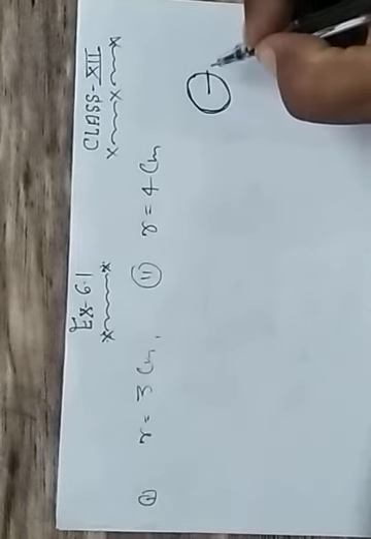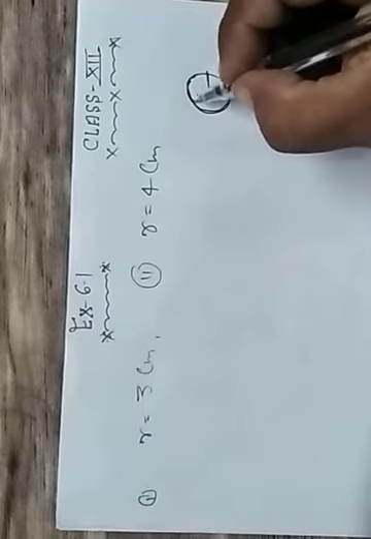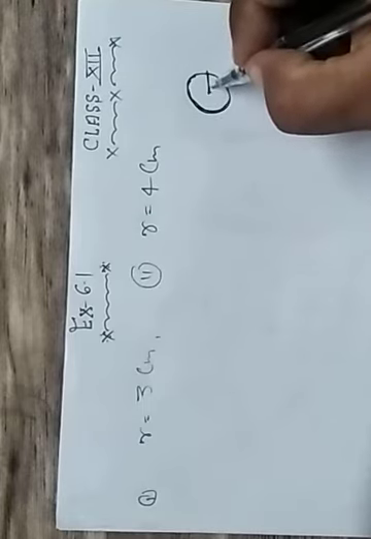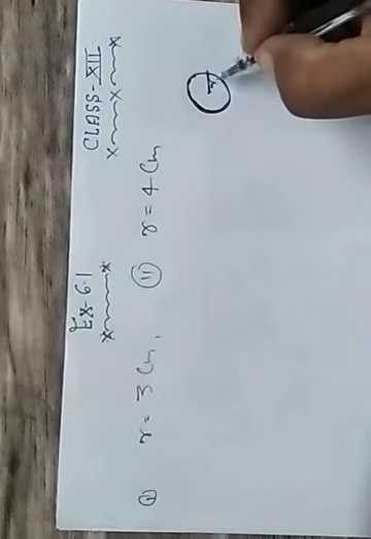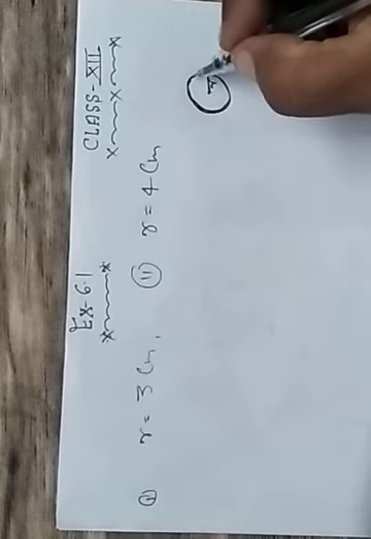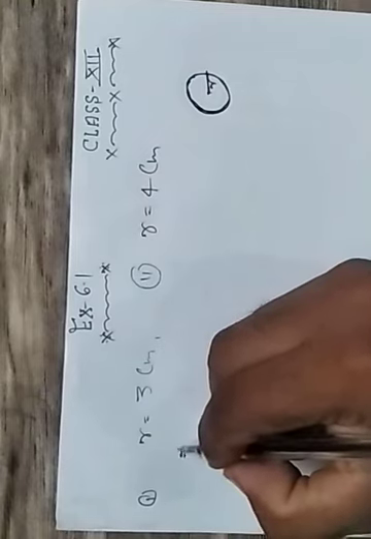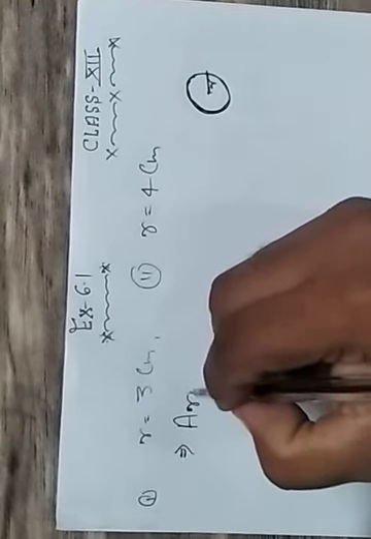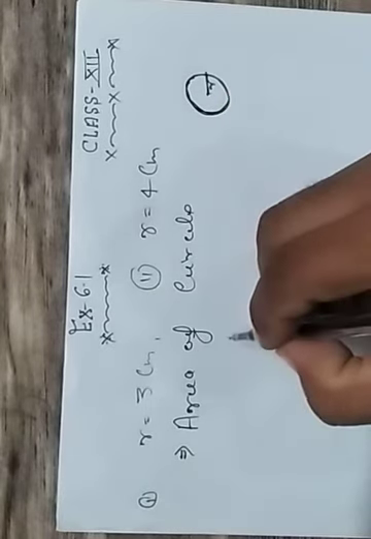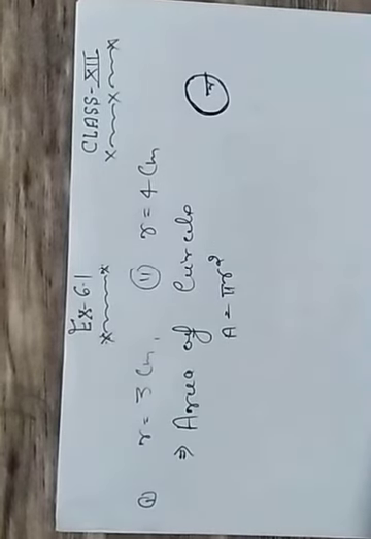So we can say the area of circle is totally dependent on, directly proportional to, the radius of the circle. When radius is increasing, then according to radius the area of circle will increase. Okay, so we can write the area of circle A is equal to pi r square. We know the formula of area of circle.